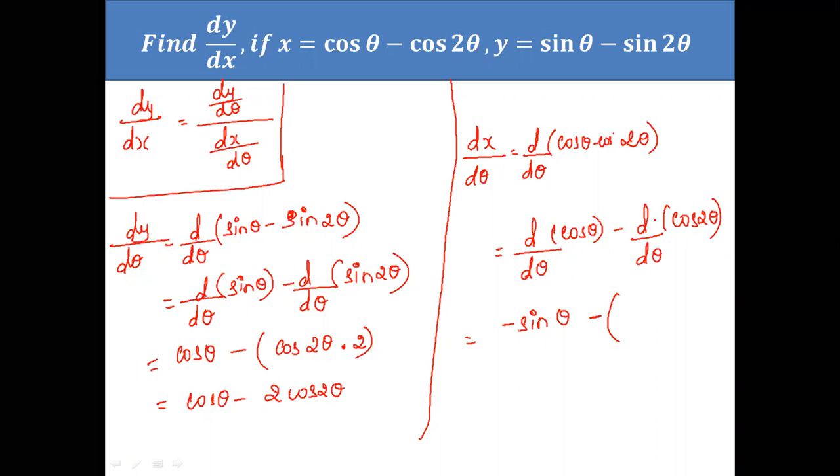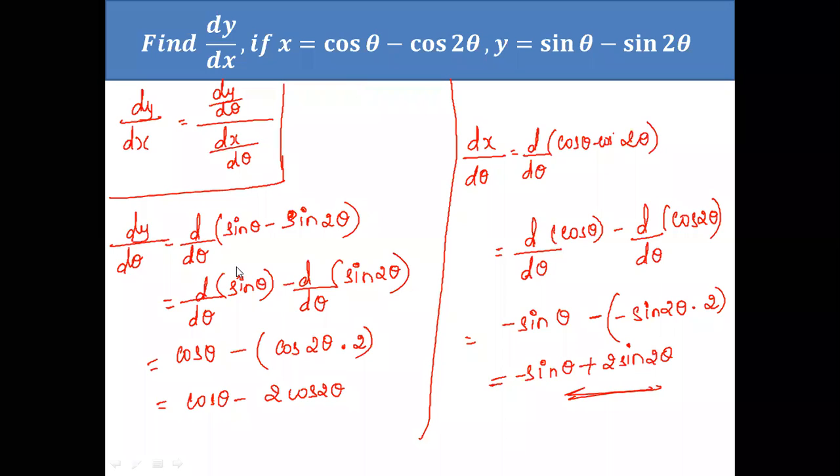So d/d theta of cos 2 theta. What is the derivative of cos theta? It is minus sine. But here it is 2 theta, so I should remember it is the chain rule. So it is minus sine 2 theta into 2, because the derivative of 2 theta is 2. So that will be minus sine theta, minus into minus is plus 2 sine 2 theta. Substitute these in this particular equation, and you will get the answer.